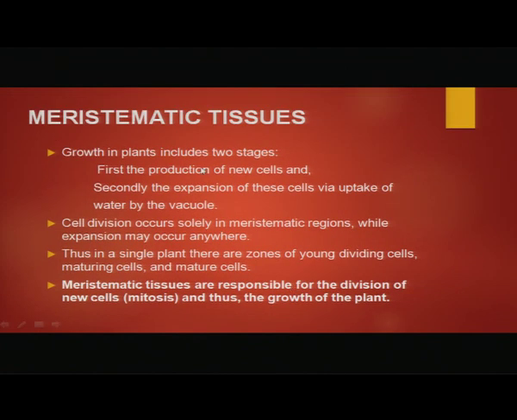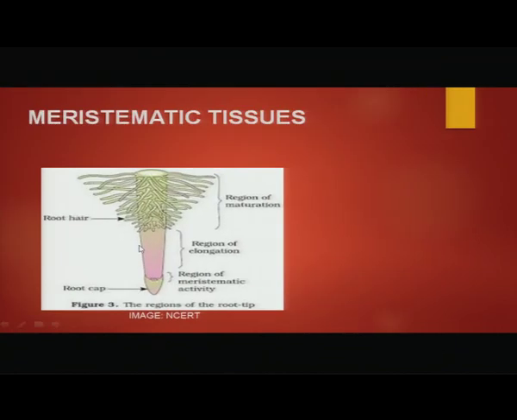Growth in plants includes two stages. First, the production of new cells, and secondly, the expansion of these cells via uptake of water by the vacuoles. Now, cell division occurs only in the meristematic regions, while expansion may occur anywhere else. Let us see here in this diagram. We had referred to this diagram in an earlier chapter also.